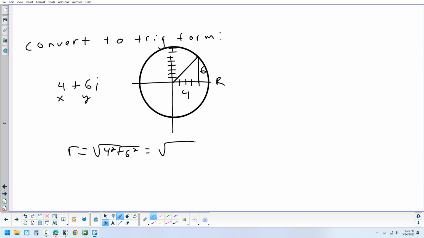It comes out to square root of 52. Now there is a perfect square that divides into 52, so we should reduce that as much as we can. What perfect square goes into 52?